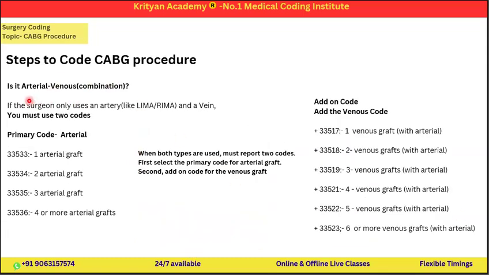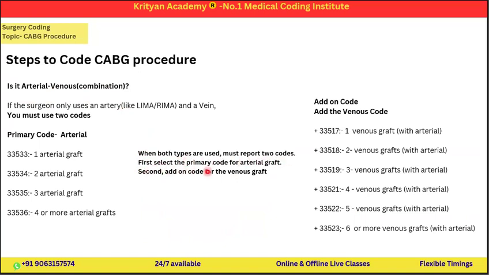This is a combination only. If they are performing both arterial and venous combination, we should report two codes only. Here you can see, when both types, what are the types? Arterial and venous only. So if they are using both the types, you must report two codes.